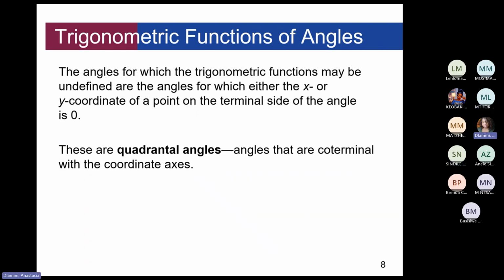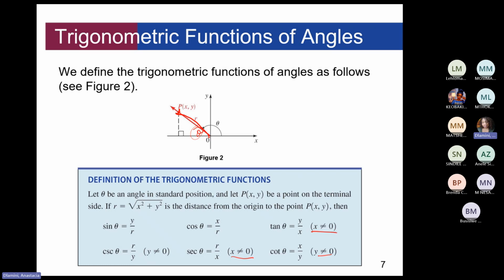The angles for which the trigonometric functions may be undefined are the angles for which either the x or y coordinate of the points on the terminal side of the angle is 0. So this one will be undefined when x is equal to 0. This one will be undefined when y is equal to 0. This one will be undefined when what? When x is equal to 0. And this one will be undefined when y is equal to 0.